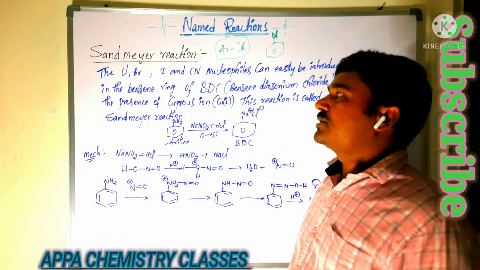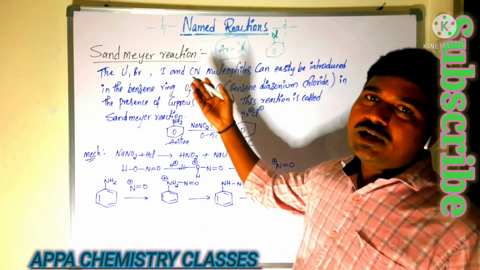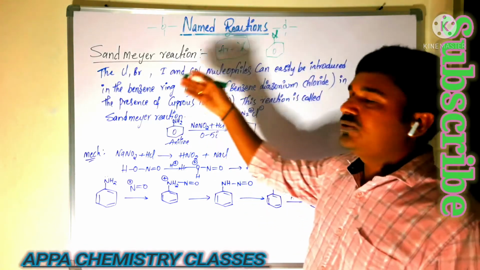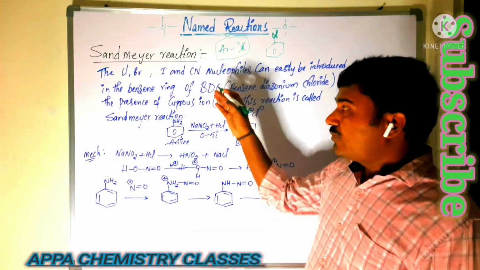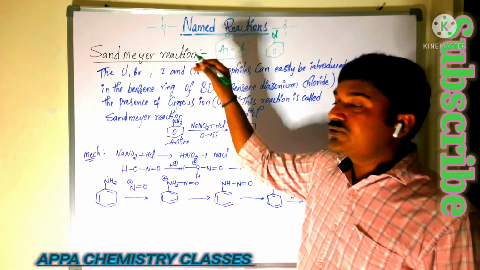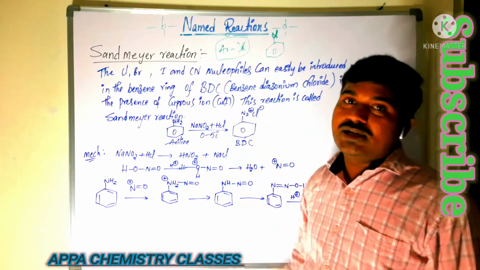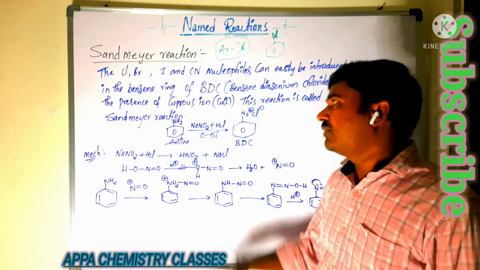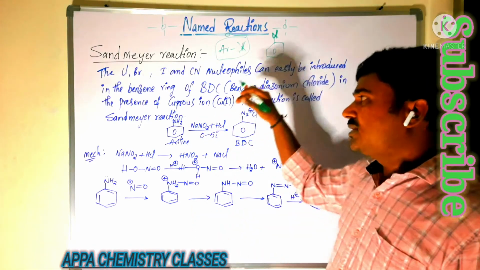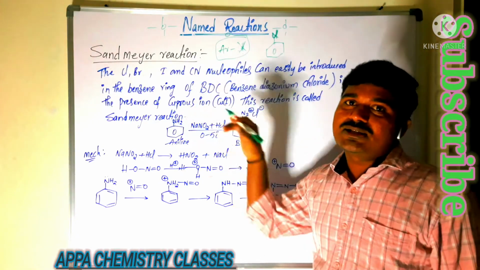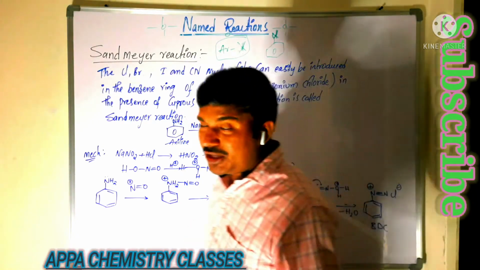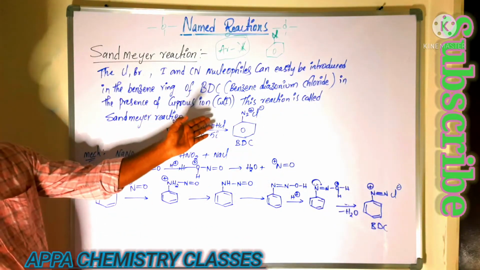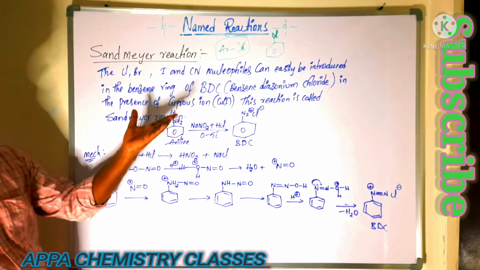Now we will see what happens in the Sandmeyer reaction. Chlorine, bromine, iodine and cyanide are all nucleophiles. These nucleophiles can easily be introduced on the benzene ring with the help of benzene diazonium chloride in the presence of cuprous ion, that is, a cuprous salt solution. In the presence of that cuprous ion, this reaction takes place. So this reaction is said to be the Sandmeyer reaction. The preparation of halobenzene takes place in the presence of cuprous ion. That is what we are calling the Sandmeyer reaction.